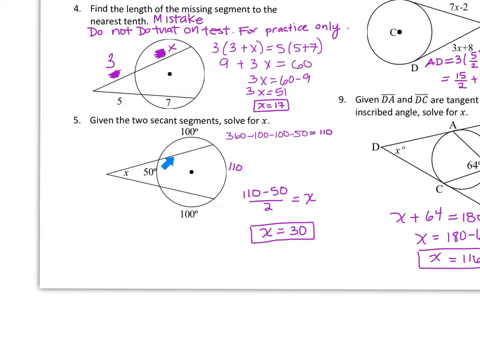Number 5. In order to find this arc, we need to take the entire circle, which is 360, take away 100, another 100, and a 50, which will leave us 110, which is the arc we were needing. So now we can do 110 minus 50 divided by 2 equals the outside angle, the exterior angle, which is x. That gives us x equals 30.